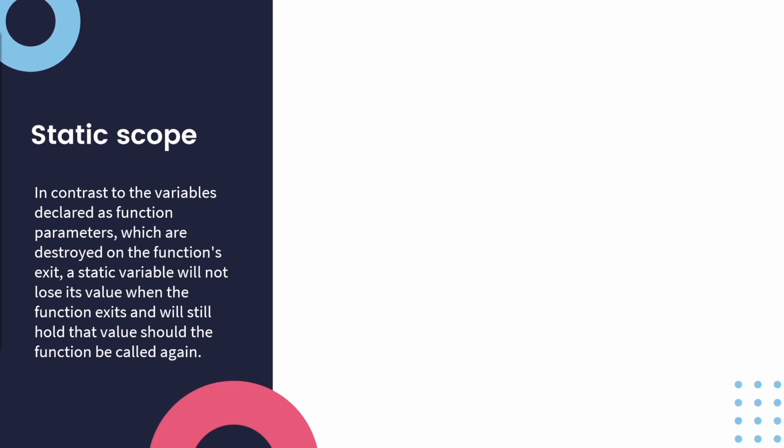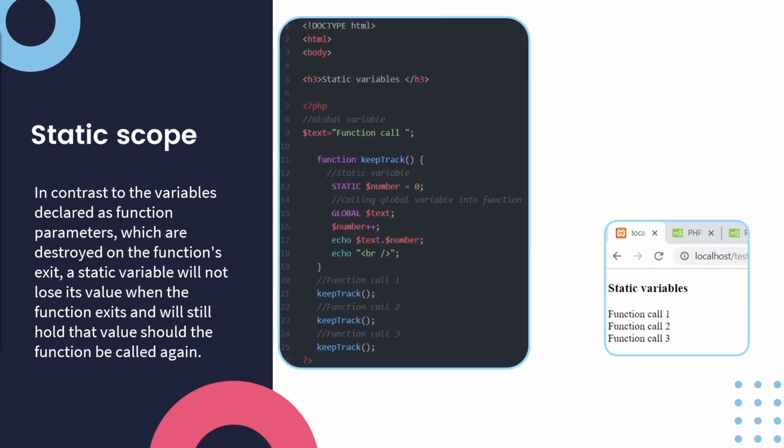You can declare a variable to be static simply by placing the keyword static in front of the variable name. And here is an example of what that looks like with our output. Now let's take a second to work through this together. In this example, I've got this function called keepTrack, and inside of this function, I've created a variable called number with a value of 0 assigned to it. Now, in front of this variable, I have this keyword static. This is just to denote that this is a static scoped variable.